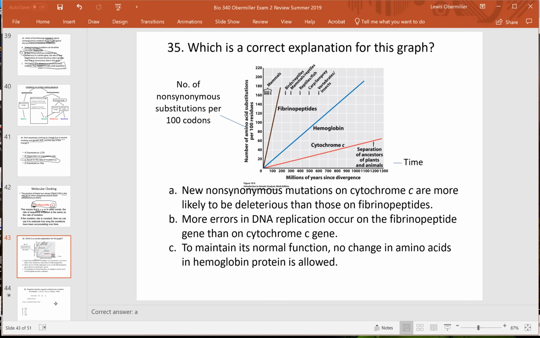New non-synonymous mutations on sites of heredity are more likely to be deleterious than those on, yes, of course. This doesn't change as much. This one does. This is the same slide that we did in class. So cytochrome C mutations are bad. That's why they don't happen very often. This doesn't seem to really care that much. So the correct answer for this would be A.